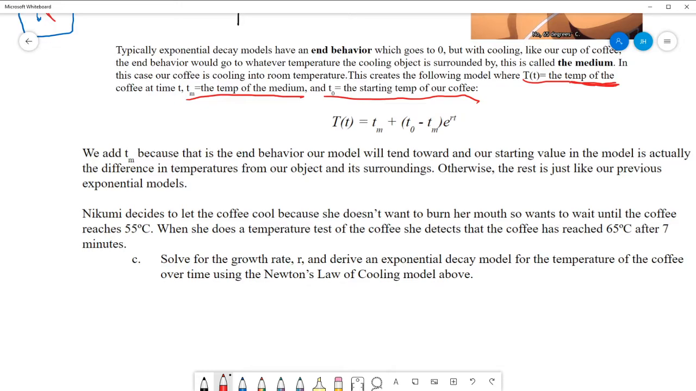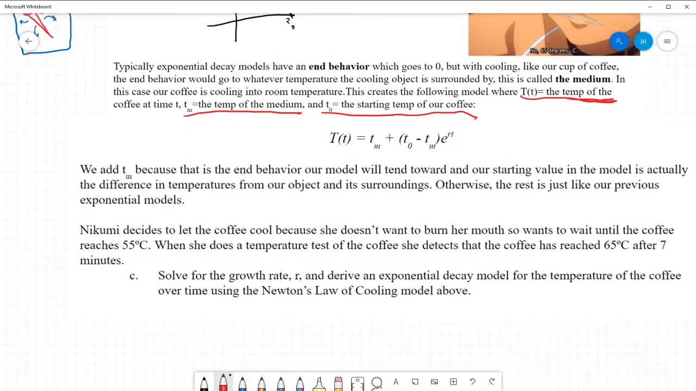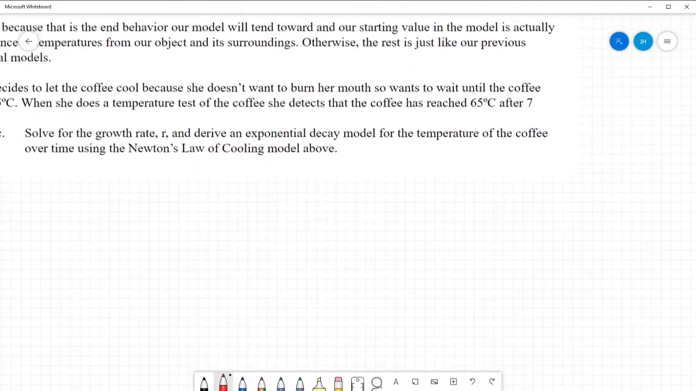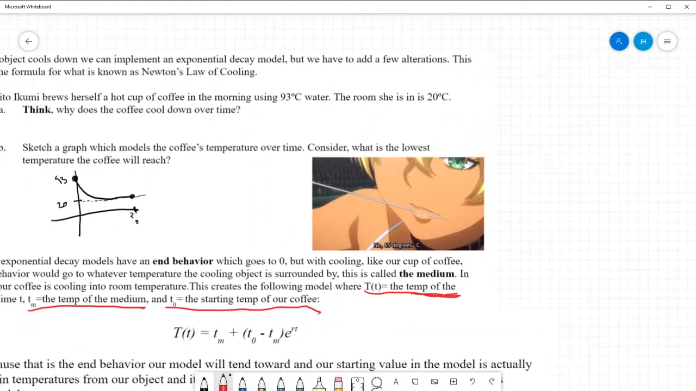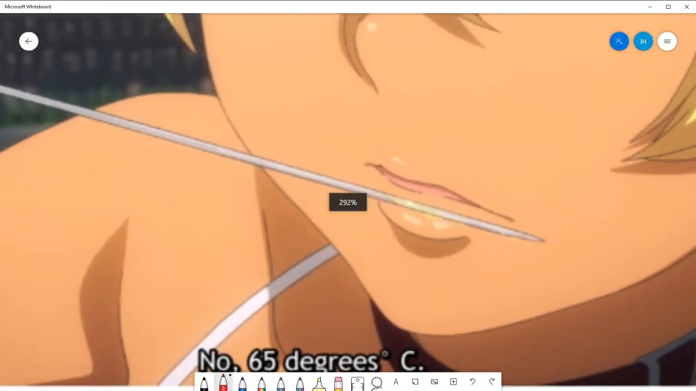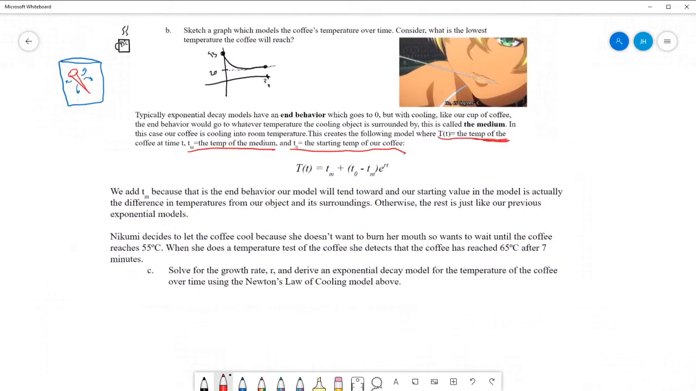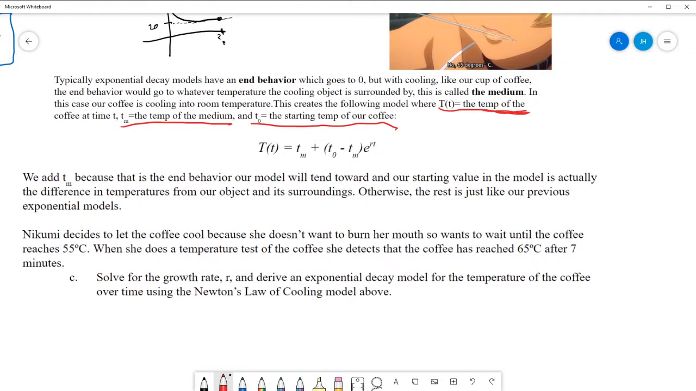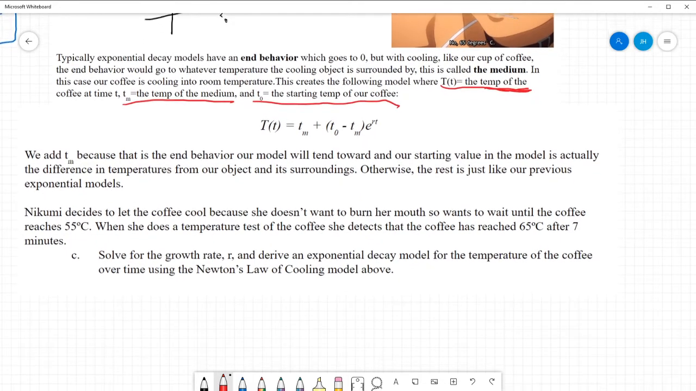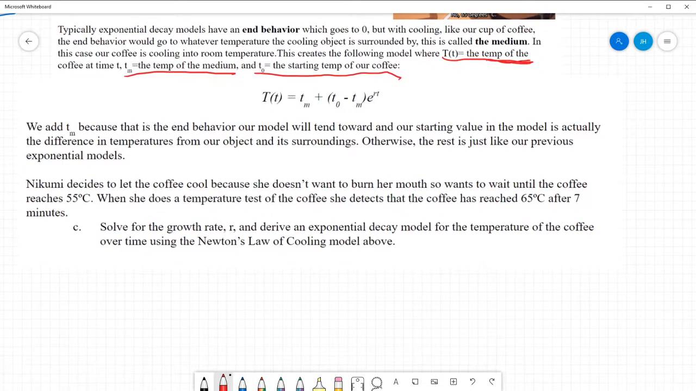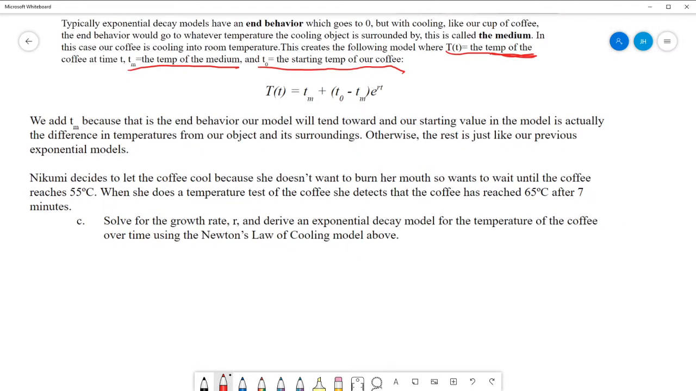When she does a temperature test of the coffee, she detects that the coffee is 65 after 7 minutes. So it took 7 minutes for the coffee to cool down. Now the reason why that matters, guys, is because different objects cool at different rates, right? So this is why we need to calculate growth rates. Okay. So let's go ahead and start plugging these things in.